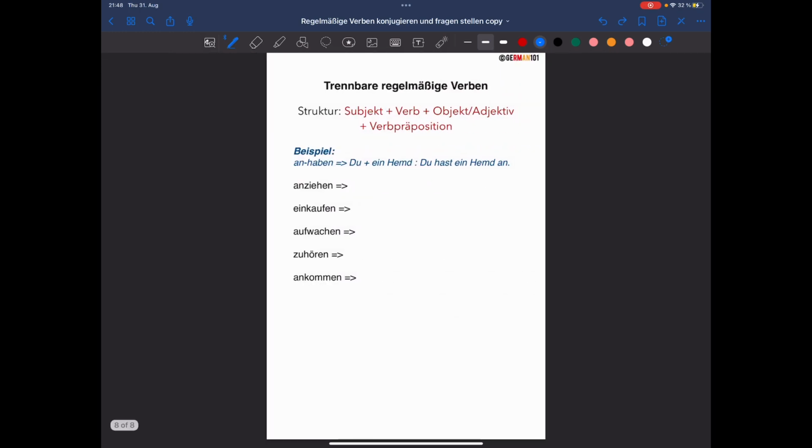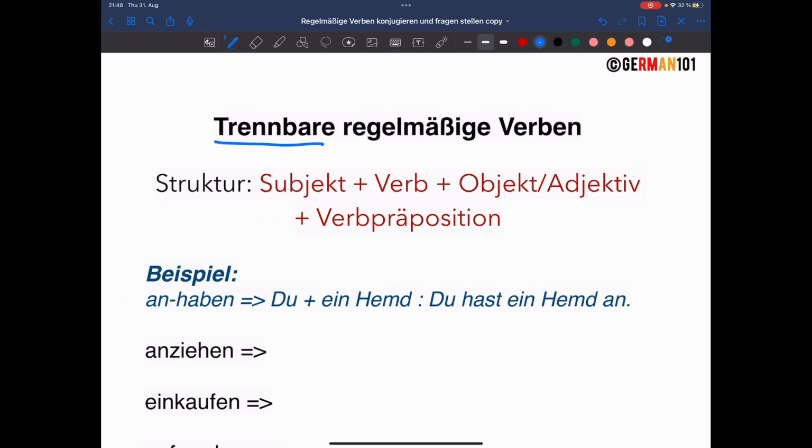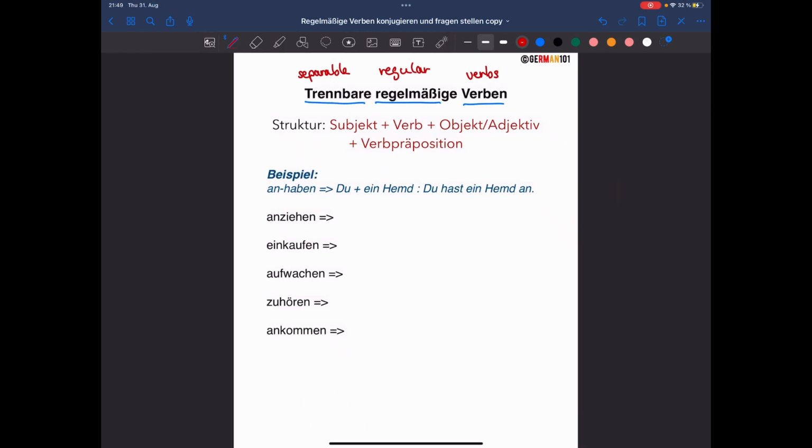And now let's move on to the last part of this lesson, which is separable regular verbs. I'm going to write it on top. So trennbar means separable regular verbs. Now we are going to learn how to conjugate separable regular verbs in the present tense. The structure is basically the same. The only new thing here is the verb preposition. All of the separable regular verbs have a verb preposition in front of the verb.